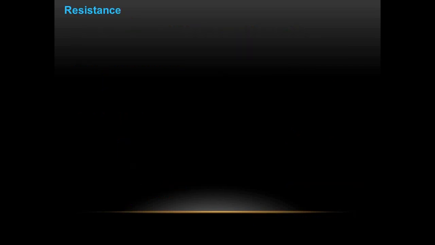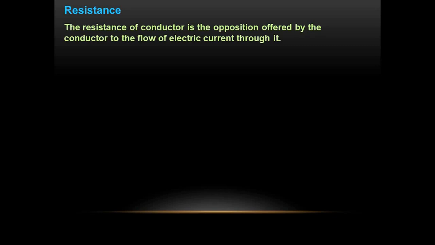Then what is the resistance? From Ohm's law we have V equal to IR, and there R represents the resistance. We have already learned that some materials, the insulators, could not allow the charges to pass through them. So quantitatively speaking, when the resistance of a material is there, that means the flow of the charges is opposed by the property of the material, and that is why we call it resistance.